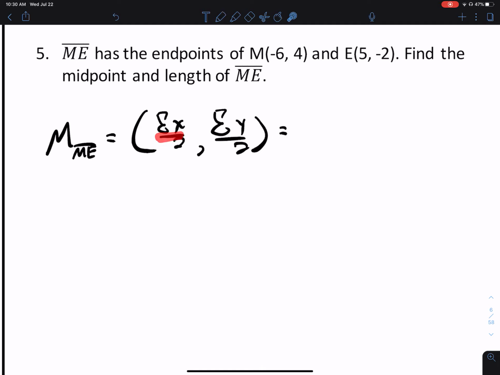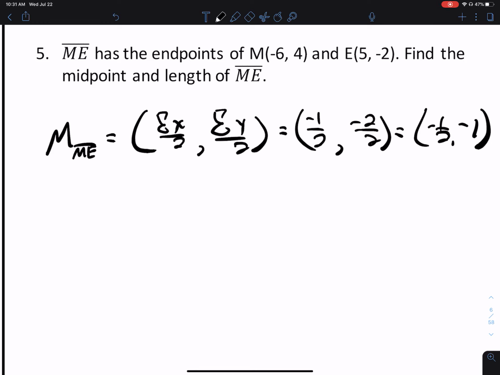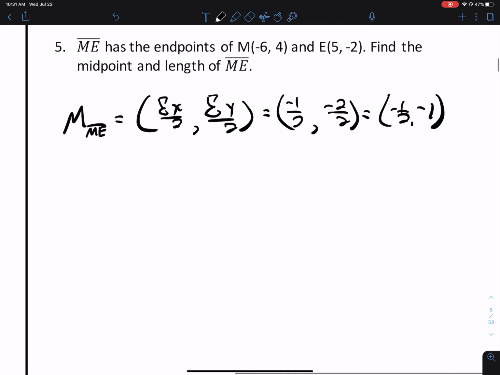What's the sum of the x values? What's negative 6 plus 5? That's a negative 1 divided by 2. What's the sum of the y values? 4 and negative 2 is negative 2 divided by 2. It's going to be (-1/2, -1). Very similar to the previous answer, weirdly.